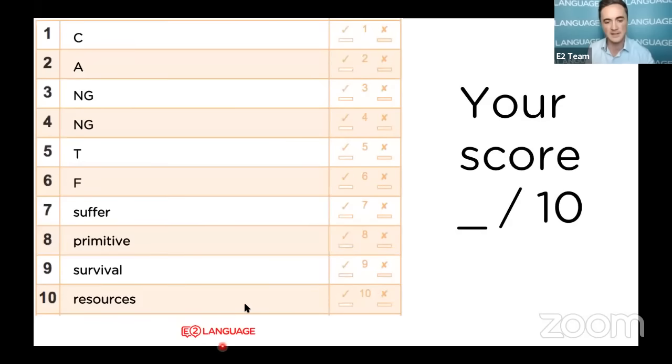So let's have a look at the answer sheet. Your answer sheet, if you got them all right, was number 1 was C, 2 was A, 3 was NG, 4 NG, 5 T, 6 F, 7 suffer, 8 primitive, 9 survival, 10 resources.